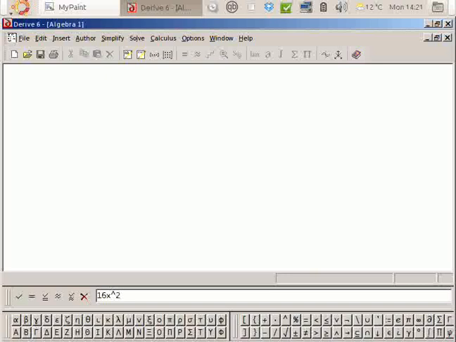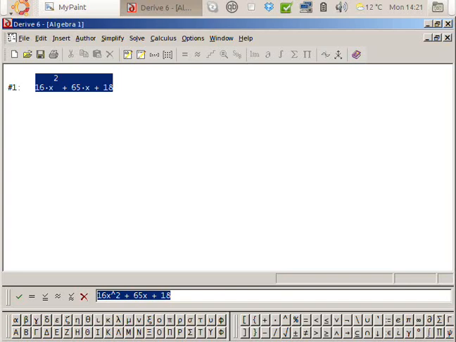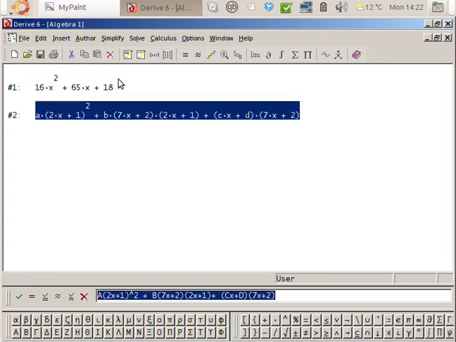16x squared plus 65x, wait, hang on, this is the left, isn't it? Alright, go ahead, plus 18. Okay, what did I have on the right then? A(2x plus 1) squared plus B(7x plus 2) times (2x plus 1), plus (Cx plus D)(7x plus 2), isn't it? Yes. Alright, so what do we do in this method?